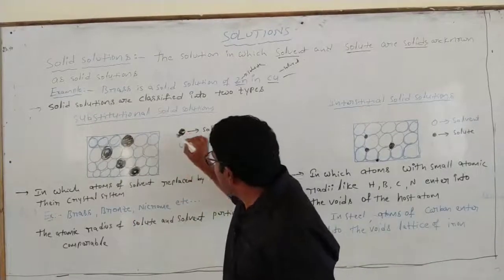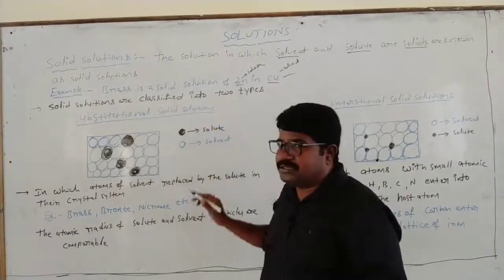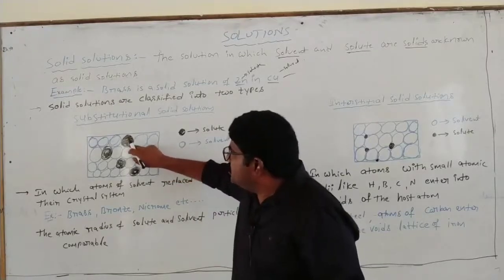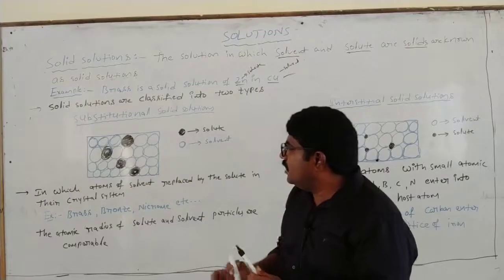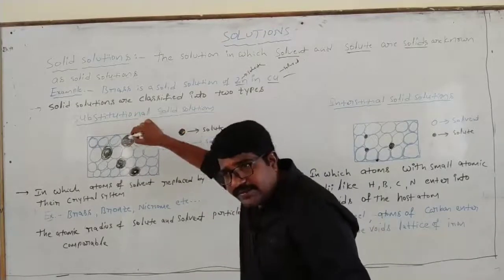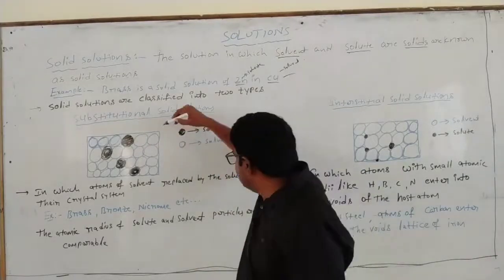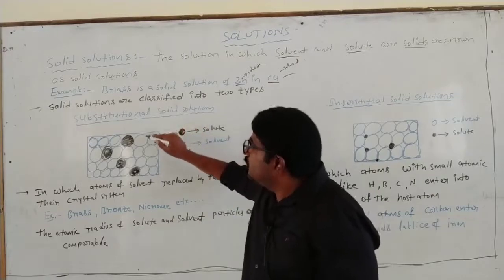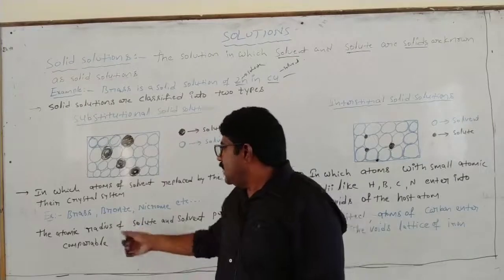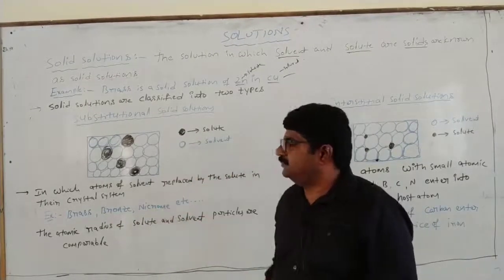These are the solute particles I have indicated here. They enter the substituent place, meaning the solvent place. That is where the atoms of the solvent are replaced by solute particles. That is called substitutional solid solutions. Examples: brass, bronze, and nichrome are examples of this kind.